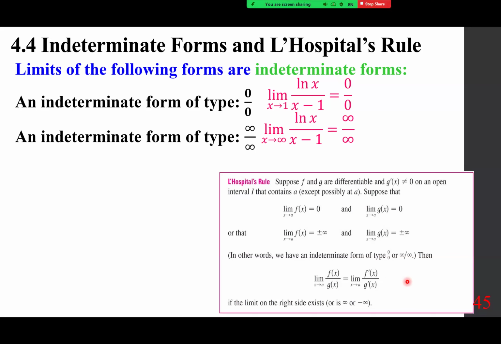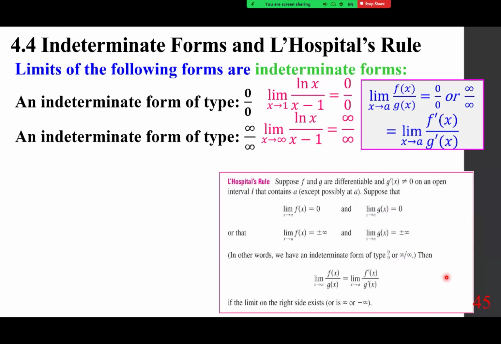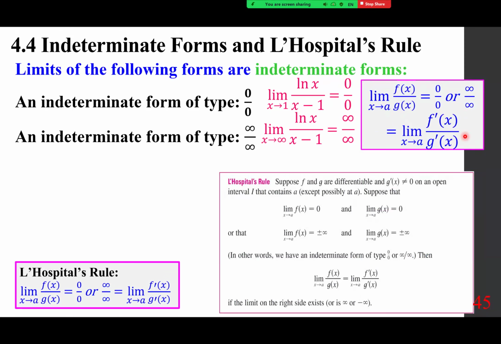Now you work on it, it gives you an answer or it doesn't. If it gives you the same situation, you do it again and again and again. So in short, for the limit of f of x over g of x as x approaches 0, if it's 0 over 0 or infinity over infinity, you can use L'Hopital's rule. Okay? So that's L'Hopital's rule.